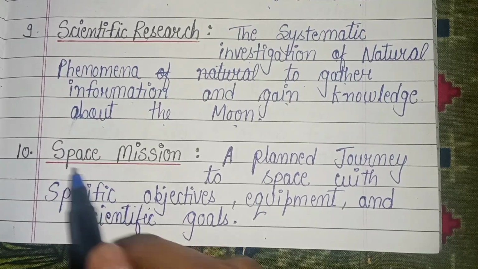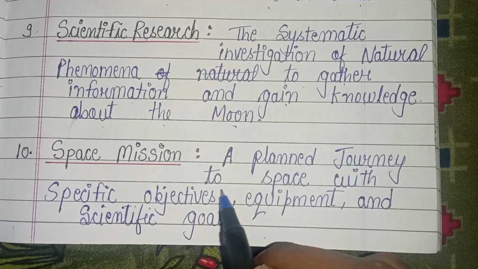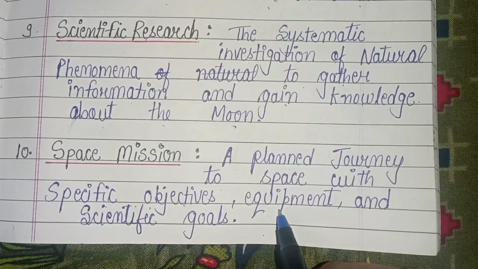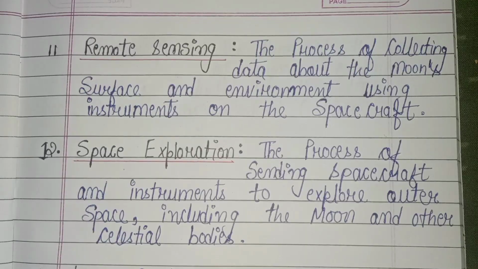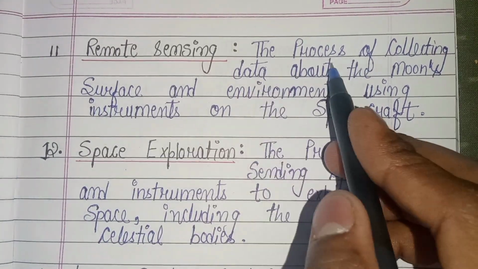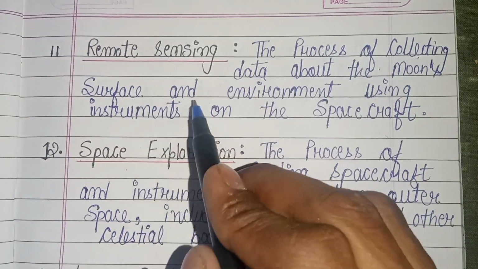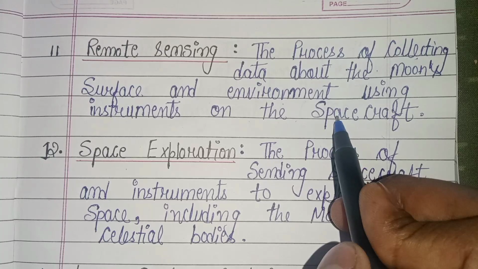Next one is space mission. A planned journey to space with specific objectives, equipment and scientific goals. Next word is remote sensing. The process of collecting data about the moon's surface and environment using instruments on the spacecraft.